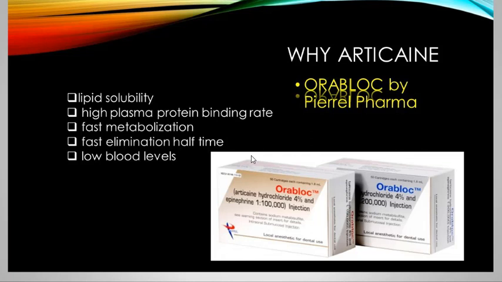I don't see any other questions. I don't know about what companies sell OraBlock. I do know that it's a Puro Pharma product, and typically it's available through any supplier.